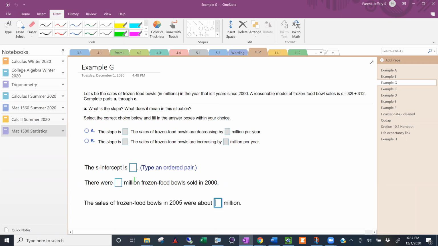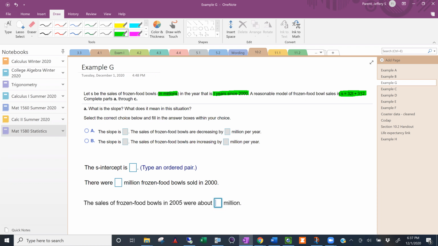All right, so to continue with our work on linear regressions, let's look at this example. They tell us S is the sales of frozen food bowls in millions. That's a lot. And T is the years since 2000. So those are the two variables. A reasonable model of frozen food bowl sales is S equals 32T plus 312. Now, there's a couple things that we want to interpret here. So let's see if we can do that together.